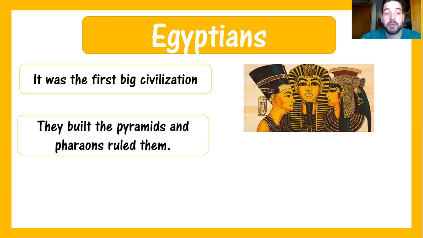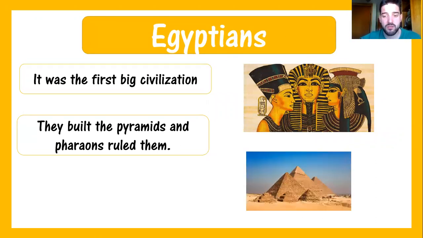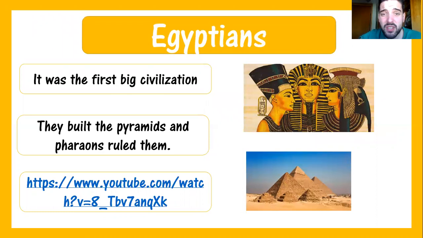They built, for example, the pyramids, which were amazing, huge structures, and were ruled by pharaohs. These pharaohs were buried in the pyramids. So the pyramids were like tombs. There are lots of mysteries about the pyramids that you can look up on the internet. Here, you have a video to learn more about the Egyptians. It's very interesting.